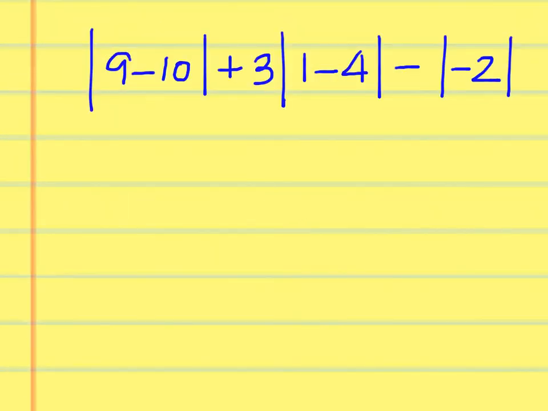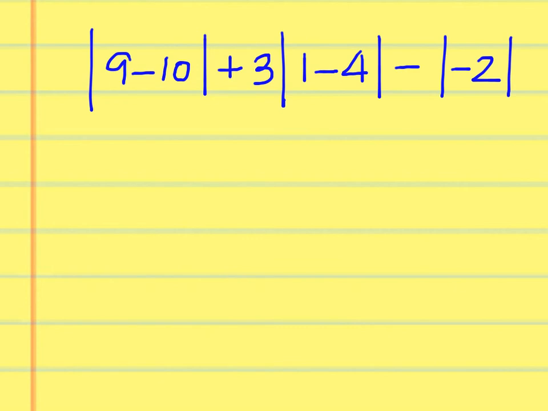Absolute value symbols. This is not 19 minus 101 plus 311 minus 41 minus 1 minus 21. These are absolute value brackets here. They are written taller than everything else to signify such. You must simplify what is inside the absolute value brackets down to just one item before you can apply the absolute value.